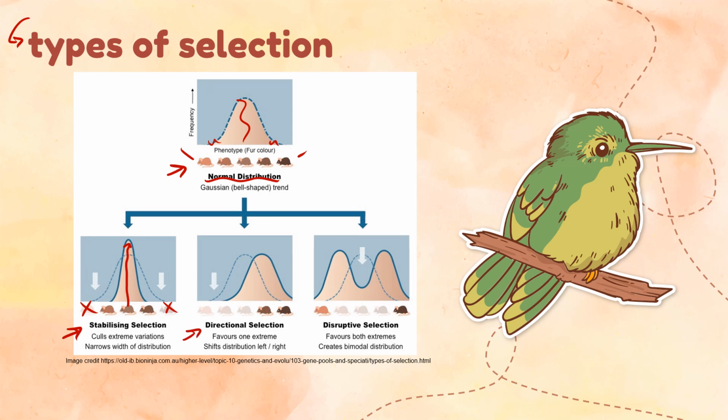Directional, this is where we're going to favor one extreme over the other. We're going to shift to darker or shift to lighter or shift to bigger or smaller, whatever trait it is that we're looking at. Say it's not beneficial to be lighter, it's more beneficial to be darker, and over time we're going to see more and more mice be born with darker colors. Maybe some change in the environment led to better camouflage with that darker color.